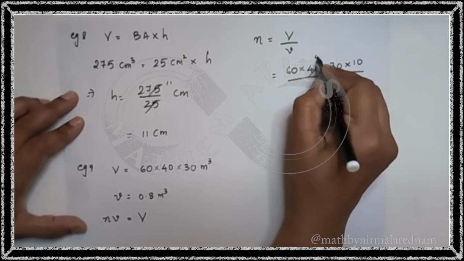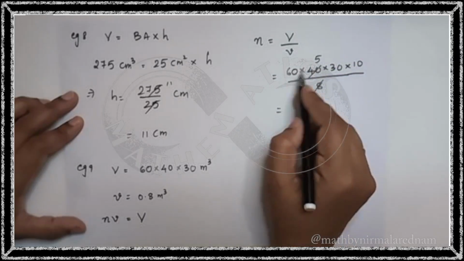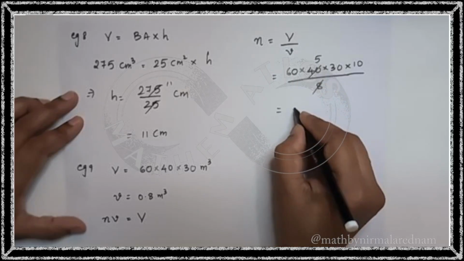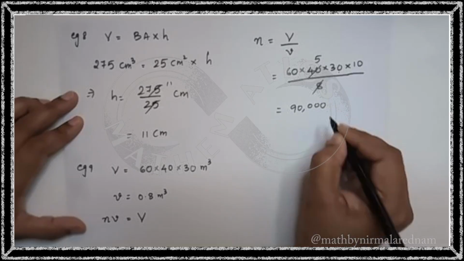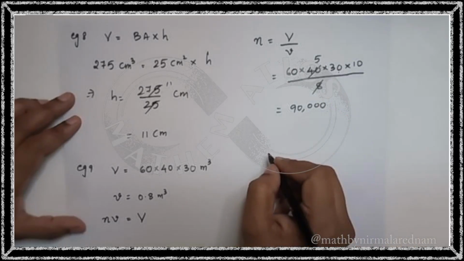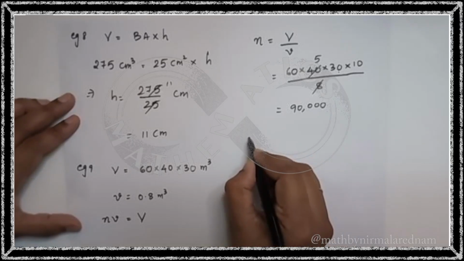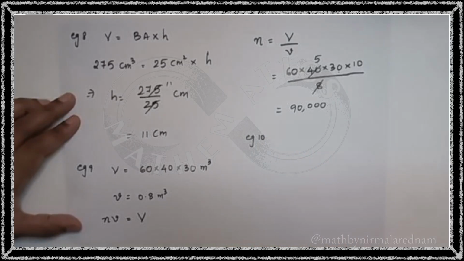Now this is 5. Now I'm going to simply simplify this. 18 5 is 90, and then I have 3 zeros here, so that is 90,000. So the answer is 90,000, right? And then let's move on to the next example.